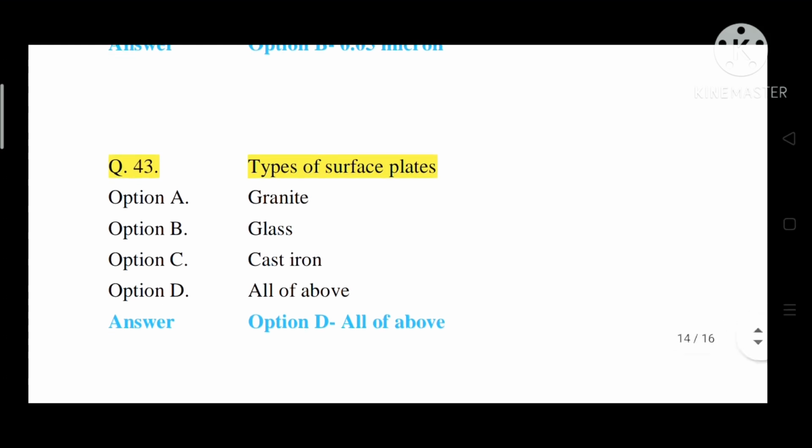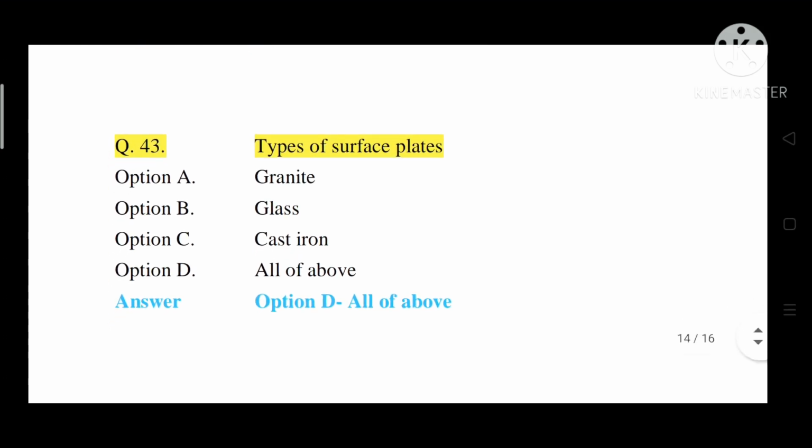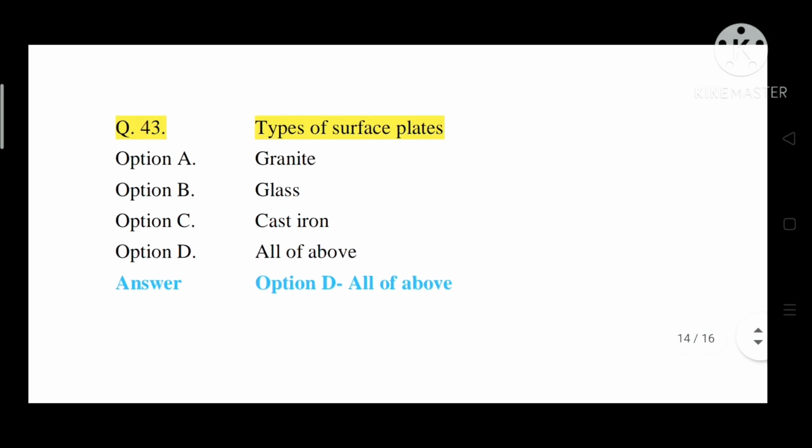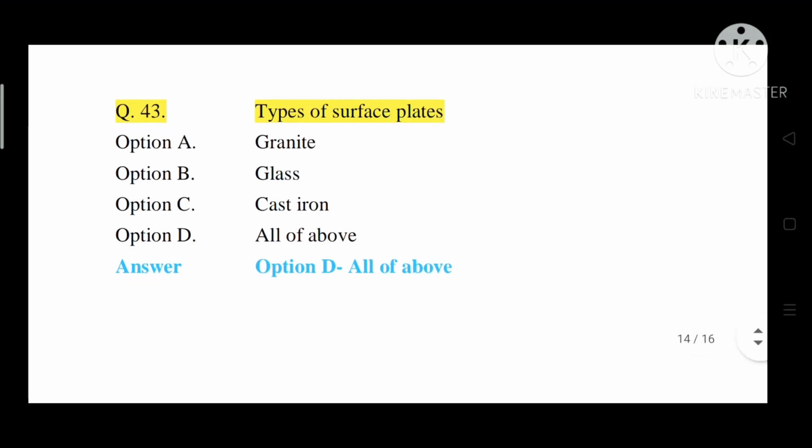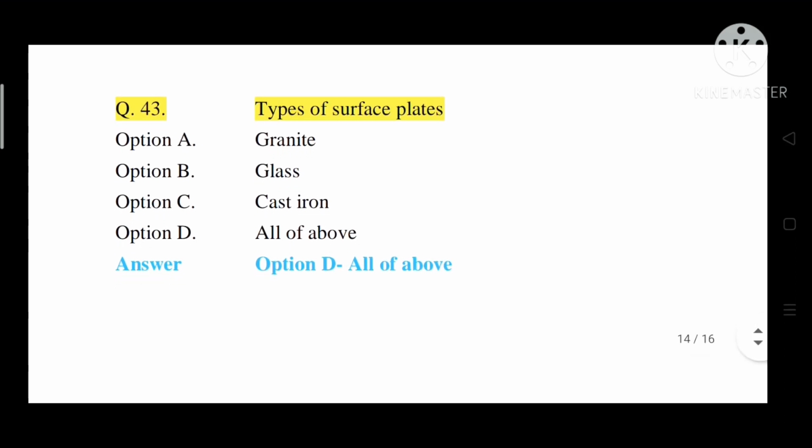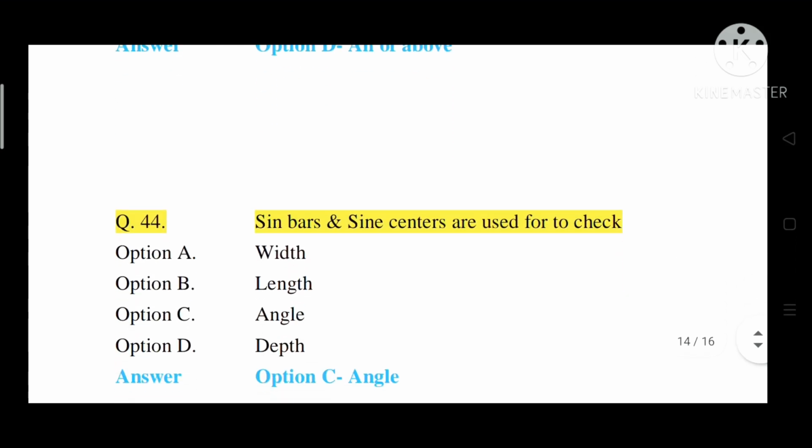Question number 43. Types of surface plates. Option A granite, option B glass, option C cast iron. So option D is all of the above. So as you all know that these three are the types of surface plates, so option D is correct, all of the above.